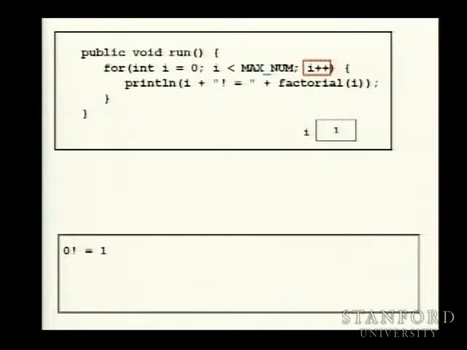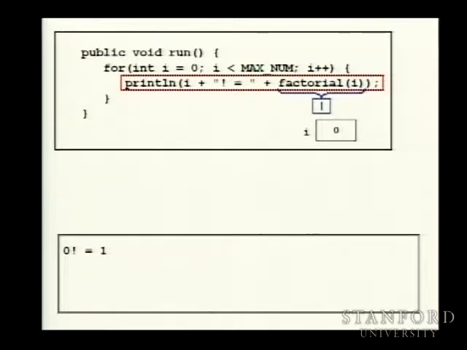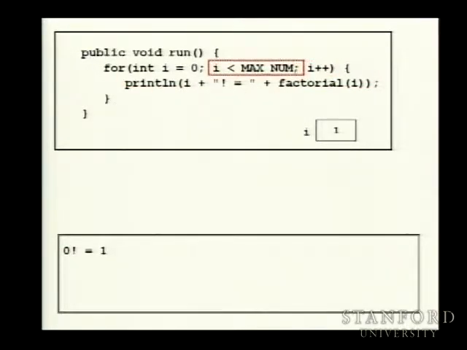All right, so we add 1 to I. I now becomes 1, right? I was 0 over here. We add 1. I becomes 1. I is still less than 4. So we execute this line once again.